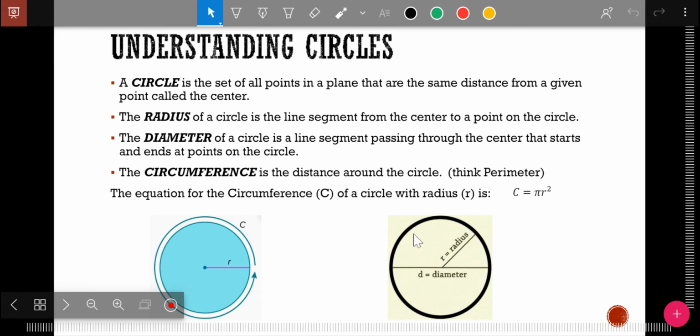Diameter goes the whole way across a circle, the whole way through. It doesn't have to be straight through, it could be at an angle, but it's going to start and end on the circle and go through the center of the circle. One key point: the diameter is equal to two radiuses put together. So the radius twice is one diameter.